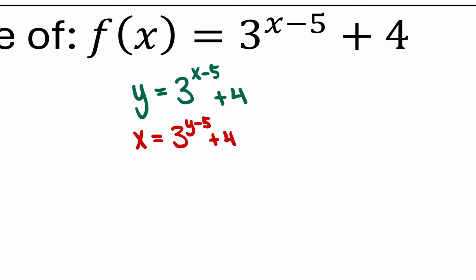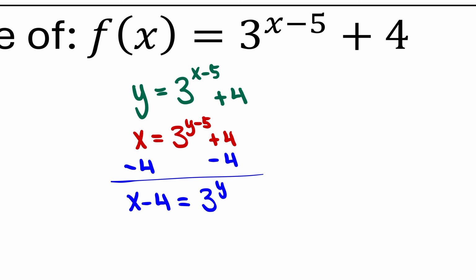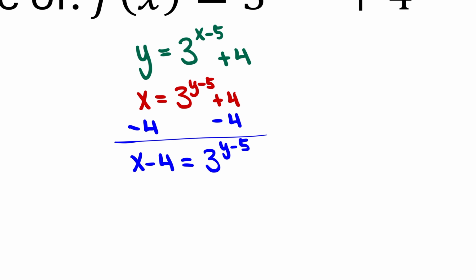Then I will isolate for y by subtracting 4 on both sides. This will leave me with x minus 4 is equal to 3 to the power of (y minus 5). I will then convert this to the log format. So I have log base 3 of (x minus 4) equals the power, y minus 5.